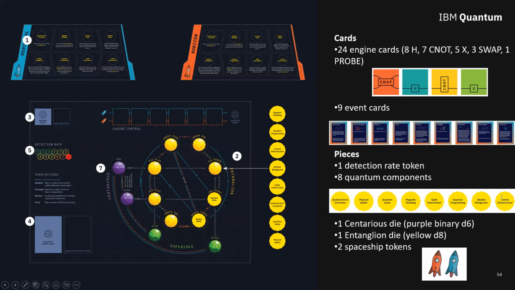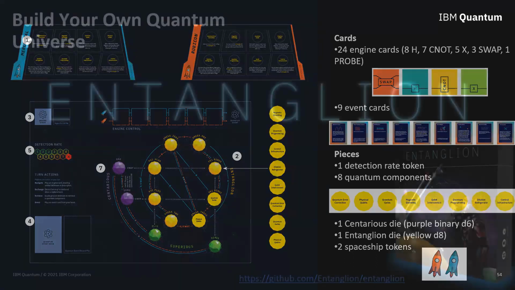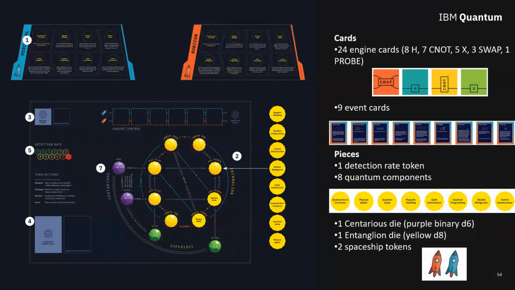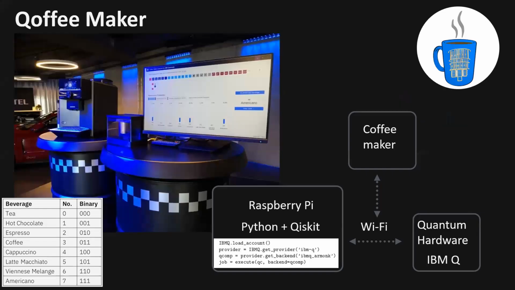Let's say the team needs to gather all of those components over here. Like I said, fun game. I encourage you to check the GitHub Entanglion, where you can download and print the board and print the dice and use them. But you can also buy it on Amazon. You can buy the game in cardboard.